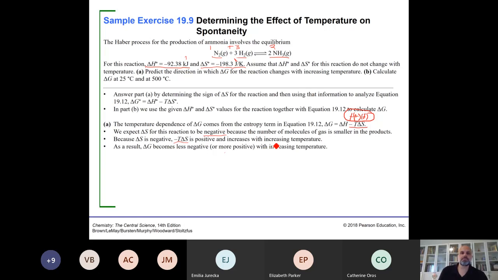So your prediction, right here from the question, is the direction in which delta G for the reaction changes with increasing temperature. We predict that as the temperature increases, delta G is also going to become more positive, or increase as well. So the reaction becomes less favorable as you increase the temperature. Thus, the driving force for the production of ammonia becomes smaller with increasing temperature.